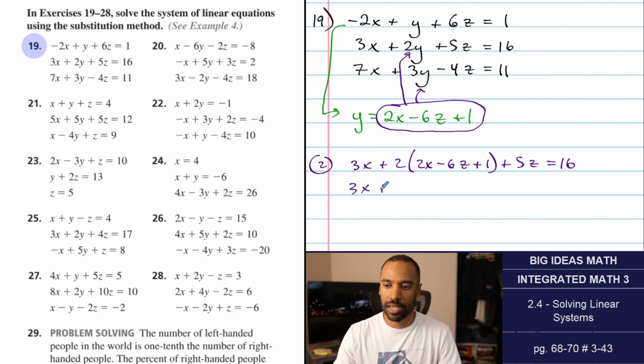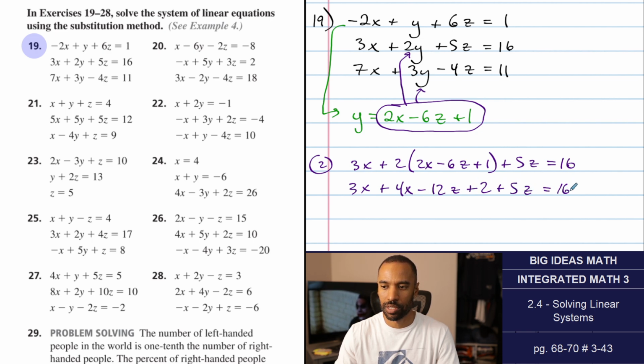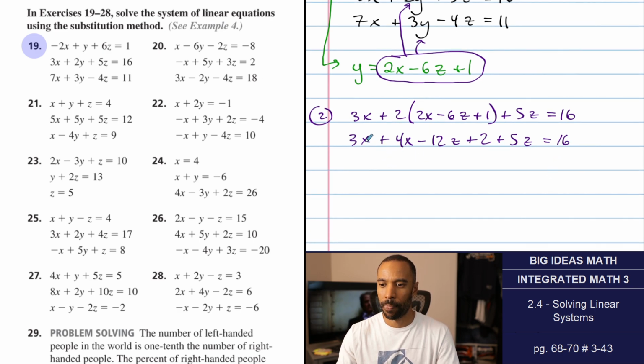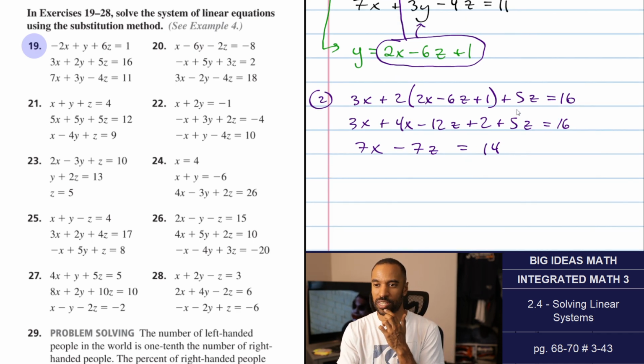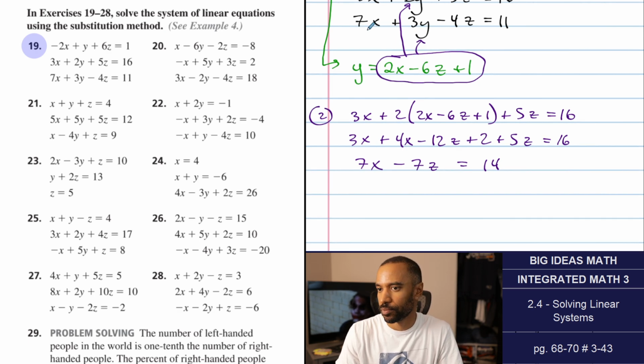Anyway, so 3x, now you can see this is an equation with only x's and z's. So 4x minus 12z plus 2 plus 5z equals 16. So I distributed 2. Now I'm going to combine like terms. 7x, negative 12z plus 5z is negative 7z. And subtract 2 over, and I get 14. I'm already looking to probably divide those things by 7, but we'll see what the other equation does.